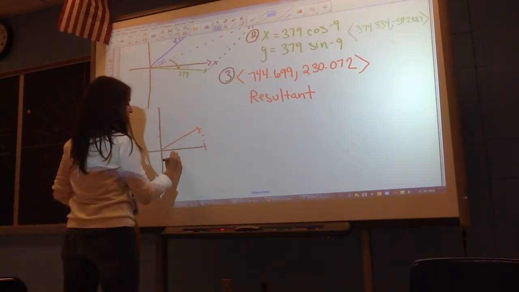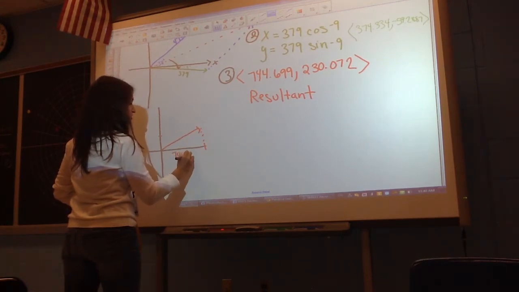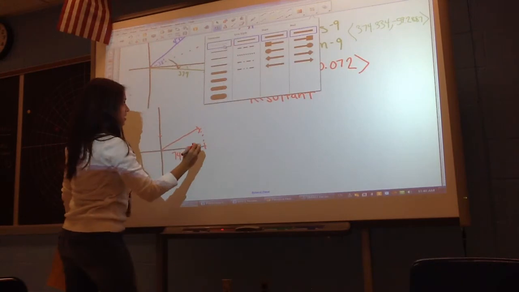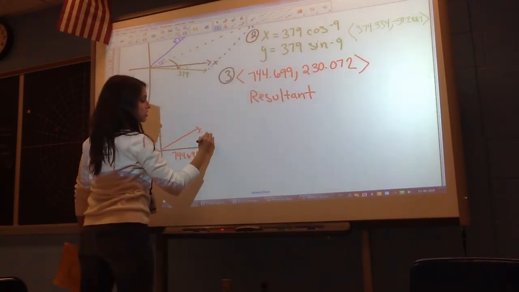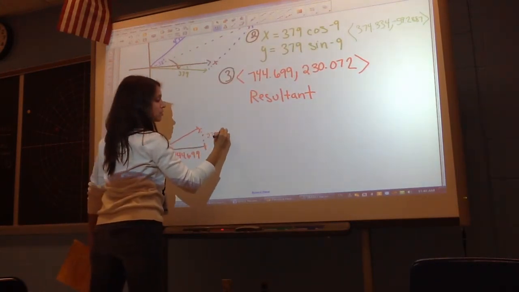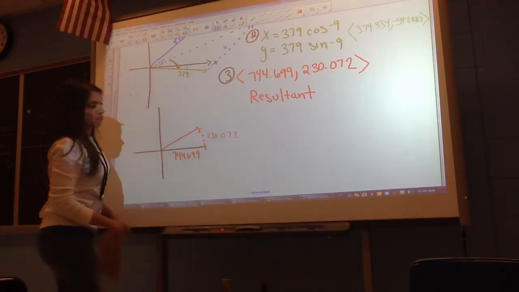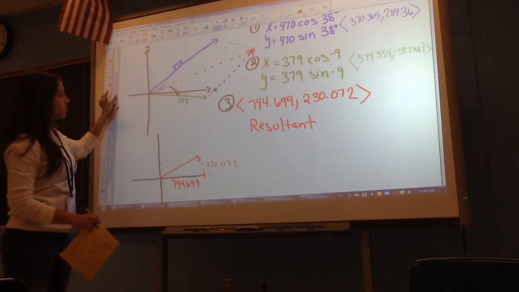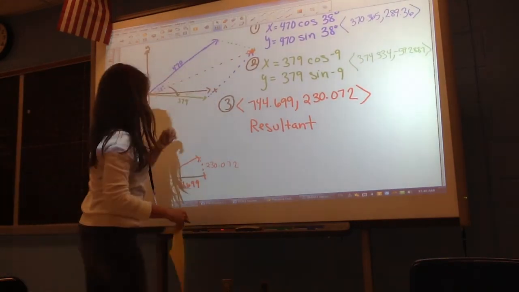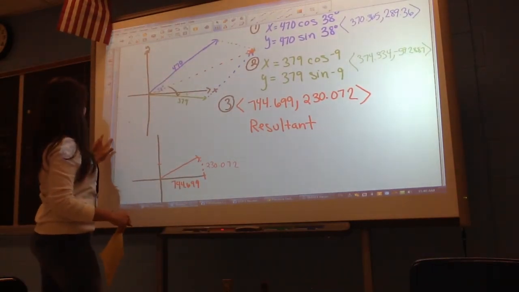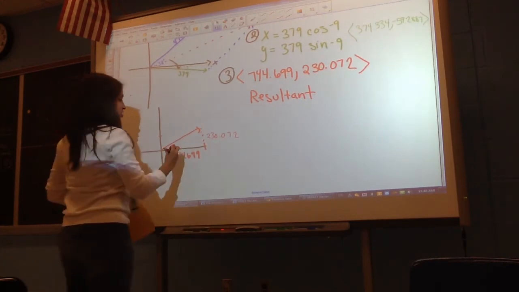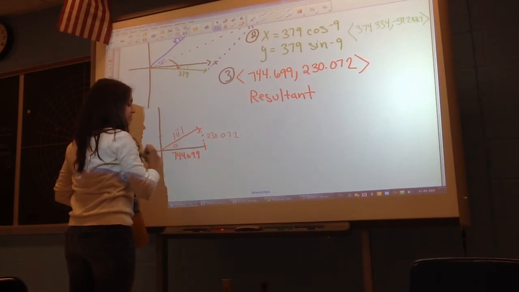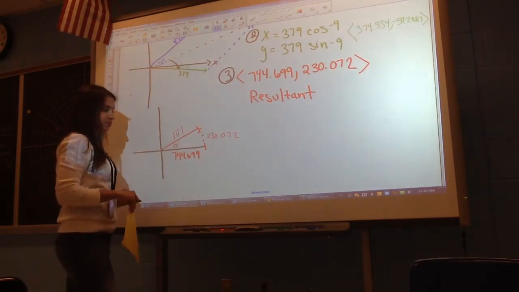So this was 744.699, and then 230 vertical. Both are positive. We are in the 1st quadrant. If we go back and look at our original sketch of that resultant, now we have to solve for the magnitude and the direction. I'm trying to find my magnitude of this red vector and this theta angle right there.